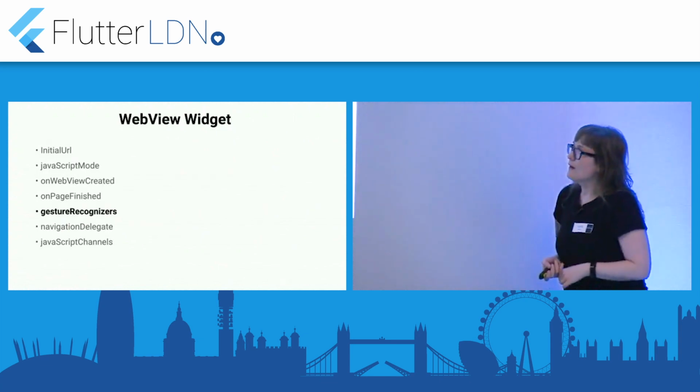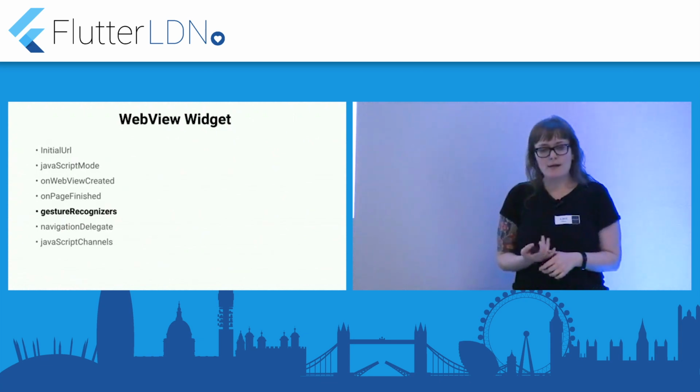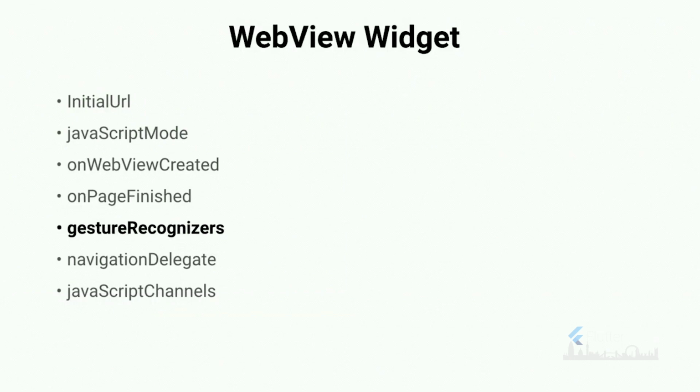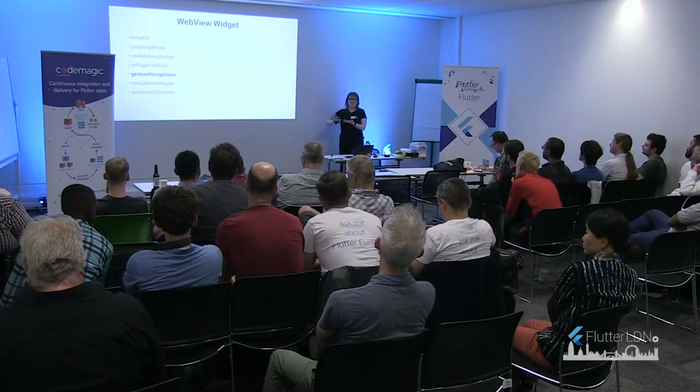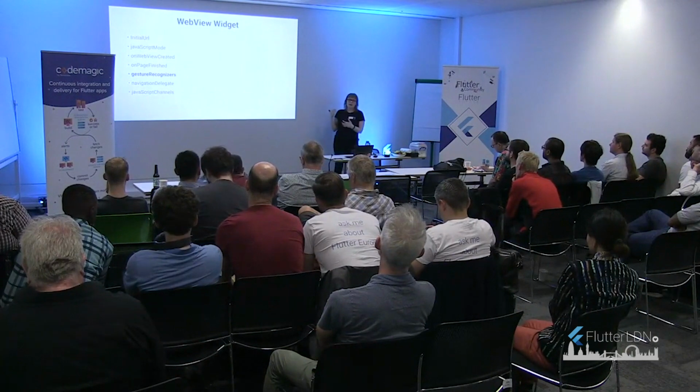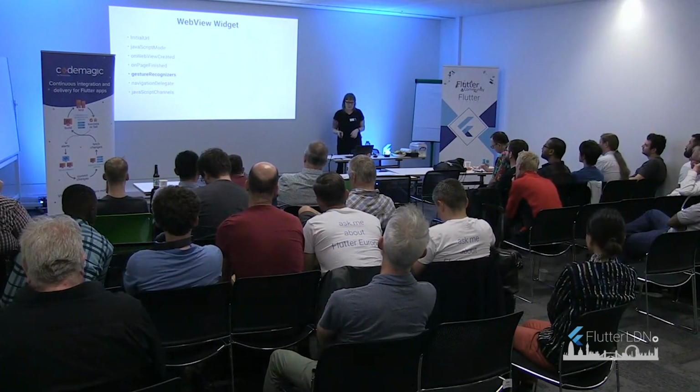Then we have gesture recognizers. Imagine that you have a list, like the list of items I had before, and they had a web view inside, like a preview. If I want to scroll the list view, if I'm touching the web view, it could be that I'm scrolling the web view instead of the list. So that's why you have gesture recognizers.